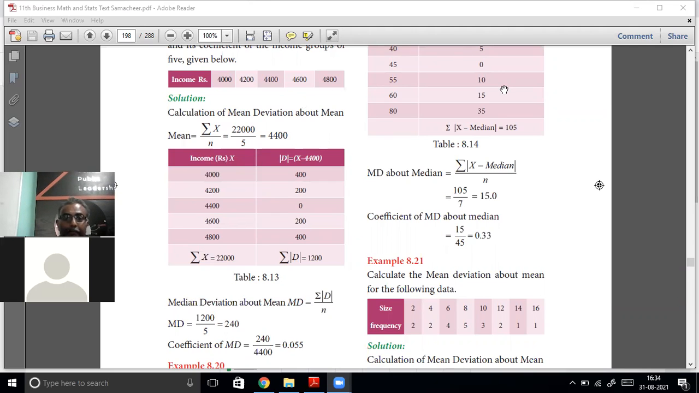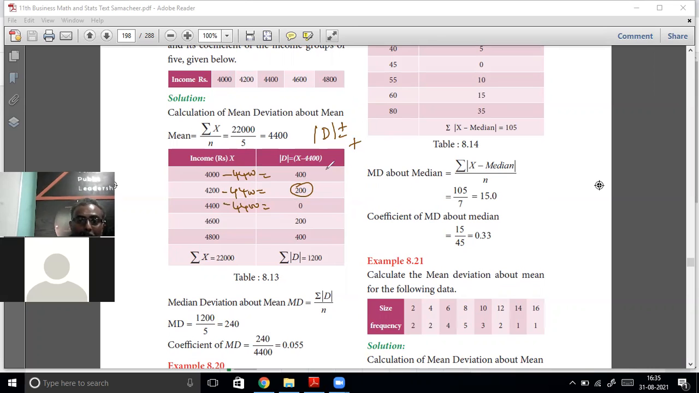Once you get the mean, then you find the deviation d, which is x minus the mean, 4,400. We did that sum. There, 4,000 minus 4,400 equals minus 400, and so on. Then we use the absolute value, the modulus of d. Modulus of d means absolute value of d. Plus or minus sign should be ignored. Everything should be taken as plus. So 4 minus 4 equals 0.